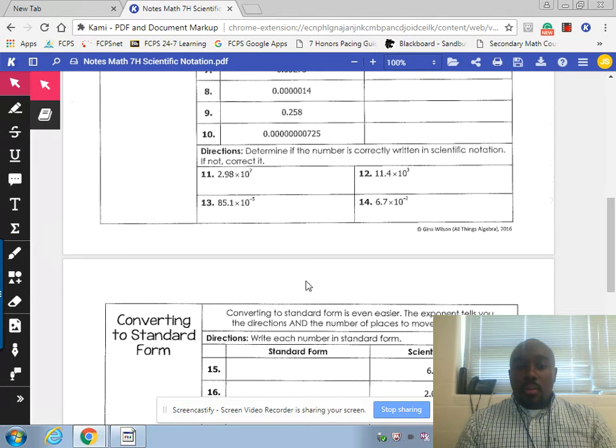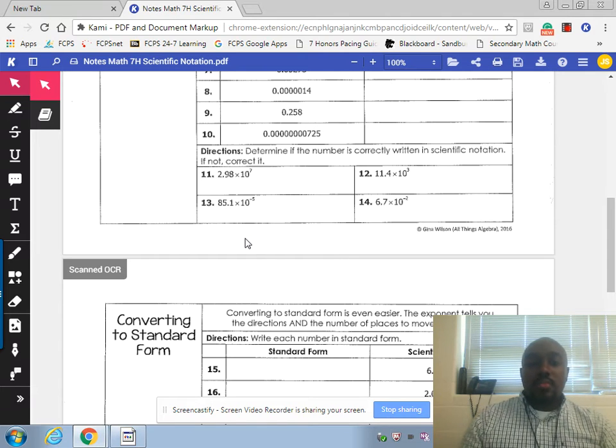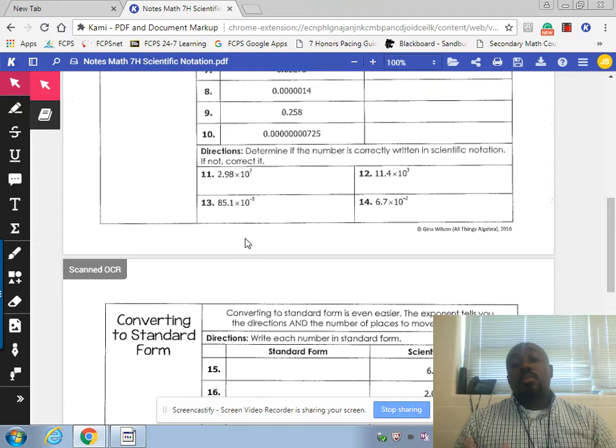So now, when trying to identify whether or not a number is correctly written in scientific notation, we need to ask ourselves 2 things. First, well, really, we need to ask ourselves only one thing. Is the number that's out front between 1 and 10? Does that number fall between 1 and 10? Okay. If it does not, then clearly that number is not written in scientific notation. If it does, then we probably have a number that is written in scientific notation.